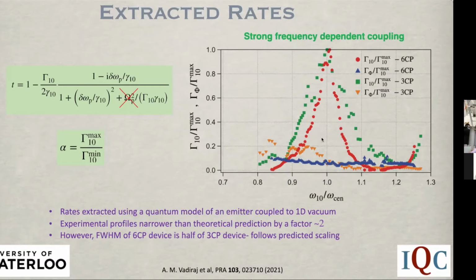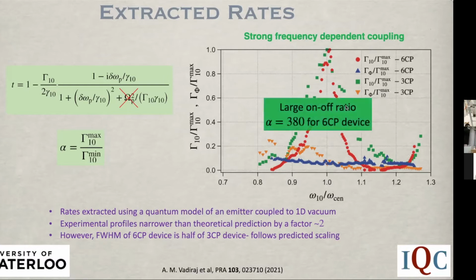Now we've done more detailed microwave simulations that can reproduce this. And we think it's basically some stray or parasitic microwave effects, which we think we can improve on the next round. But from a practical point of view, what we're really interested in is the on-off ratio of the coupling. And for the 6 connection point device, we actually got an on-off ratio, or maximum coupling to minimum coupling, of almost 400, which I think is kind of a record for on-off coupling for waveguide QED. Sorry, did I happen to answer your question?